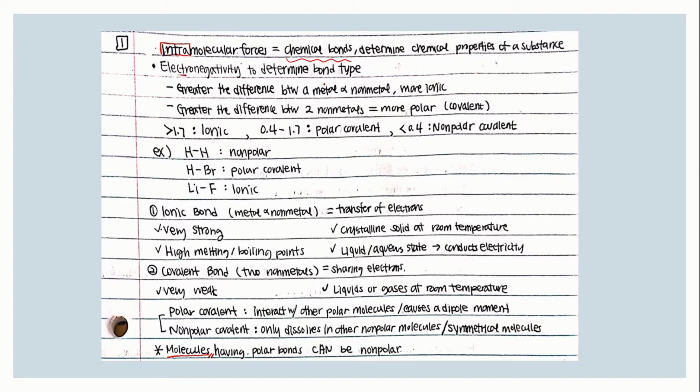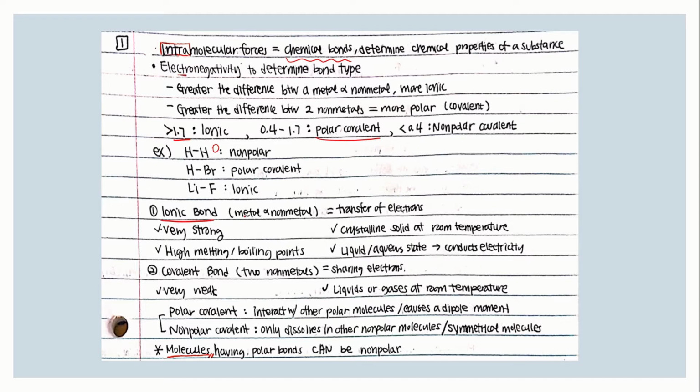Electronegativity determines the bond type, and the greater the difference in electronegativities, if it's between a metal and a nonmetal, it will be more ionic, and if it's between two nonmetals, it will be more polar. So for example, H and H, the difference in electronegativity will be 0, so it will be nonpolar. H and Br will form a polar covalent bond. Lithium and fluorine will form an ionic bond. This will be a quick review for you guys.